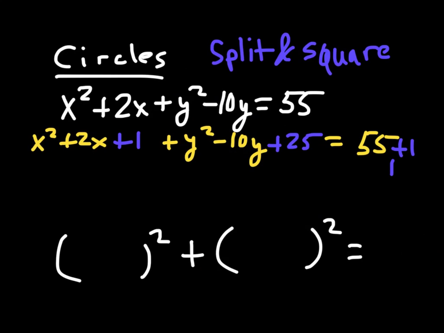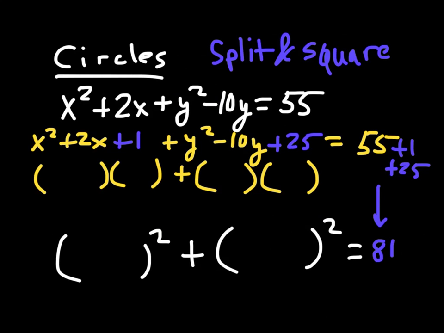Whatever you do to one side of the equation, you have to do to the other side. And as this one works out, the right-hand side turns into 81. And that's good news for us because it ended in a perfect square. For the remainder of this, now that we've set these up with that split and square method, we can then factor these pieces.